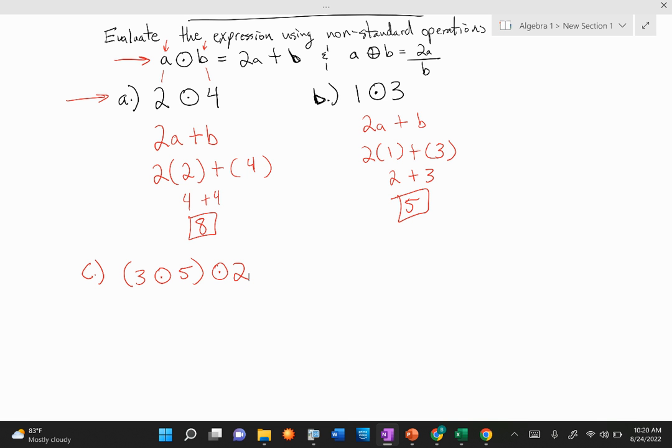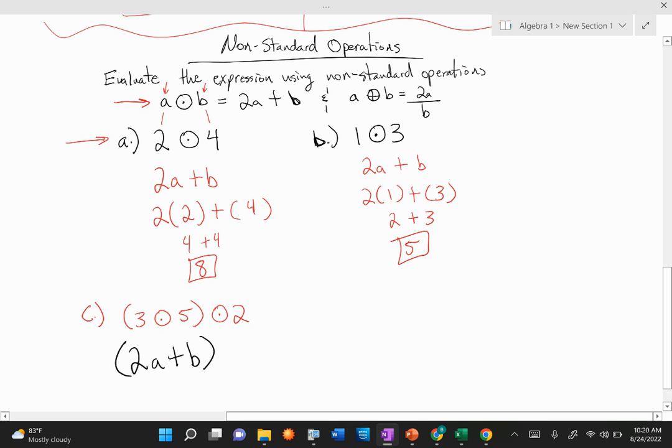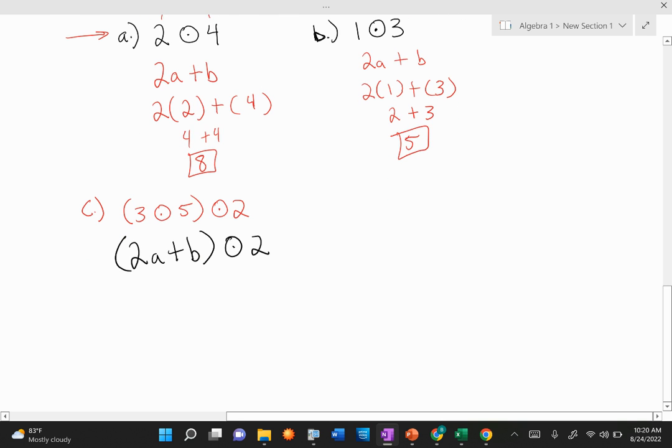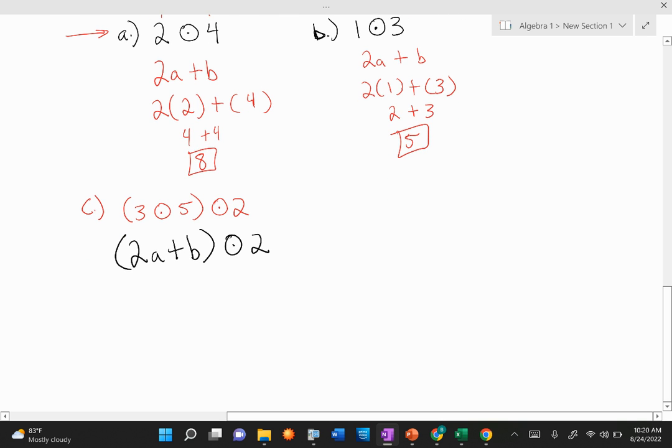Okay, so letter C. We have in parentheses 3 Black Pearl 5, and then outside the parentheses we have another Black Pearl 2. So we're gonna have to do the 3 Black Pearl 5 first. Okay, so this is how it's going to look. We're using the 2A plus B. That is in my parentheses. What's outside the parentheses? Still this for right now. Now from this step, I do want to see if you can figure it out.